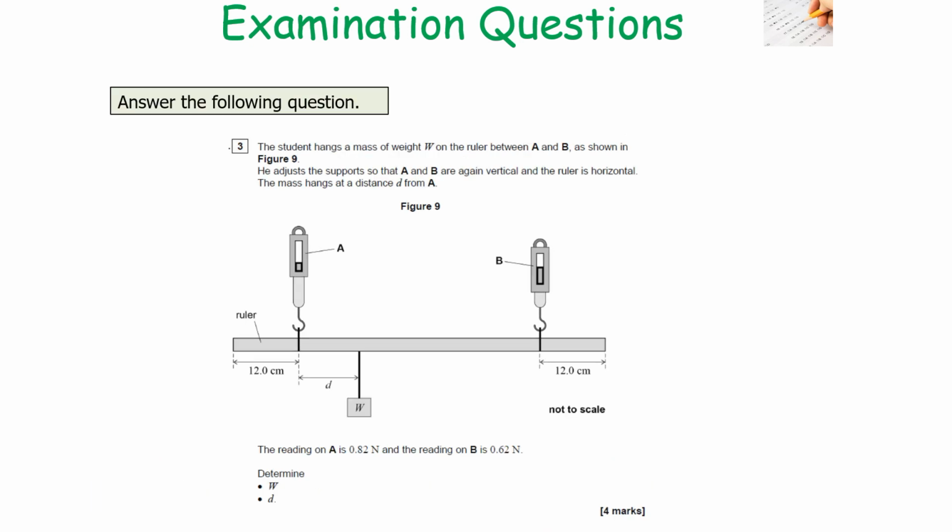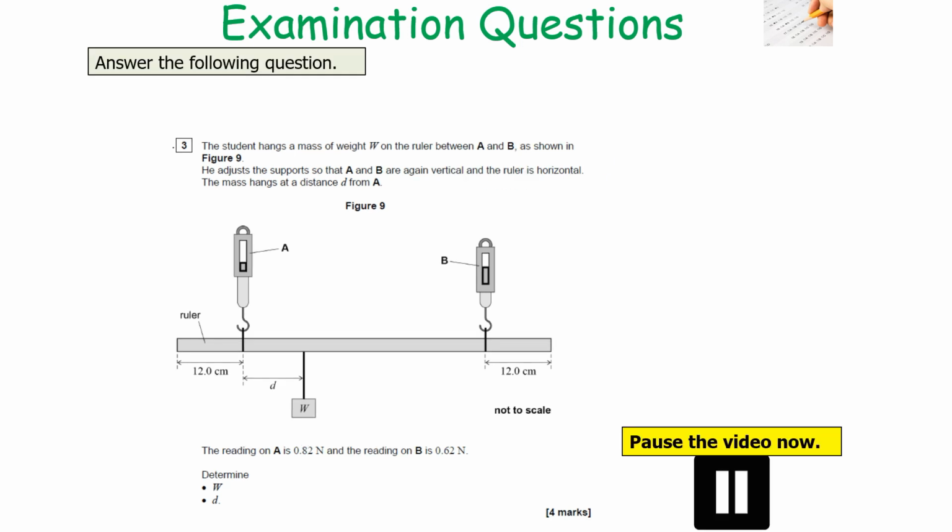Right, so the student hangs a mass of weight W on the ruler between A and B as shown in the figure. He adjusts the supports so that A and B are again vertical and the ruler is horizontal. The mass hangs at a distance d from A, so the reading on A is 0.82 newtons and the reading on B is 0.62 newtons. Determine W, determine d. So pause the video now, then unpause the video when you want to go through your answer.